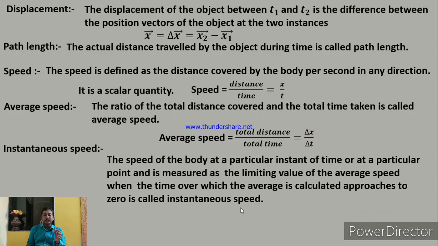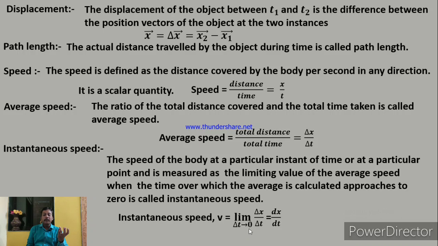For a particular instant, if we have to calculate the speed, then we have to consider instantaneous speed, and the formula for instantaneous speed is v is equal to limit of delta t tends to 0. This means that the time is very small, approaching 0.